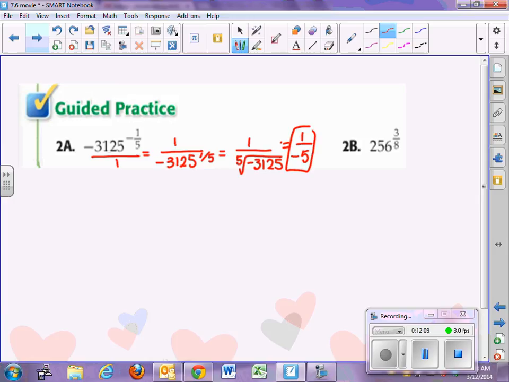You could have said negative 1/5 like that, or like that, or like that. The negative either goes on the top, the bottom, or the middle. It means the same thing, negative 1/5.